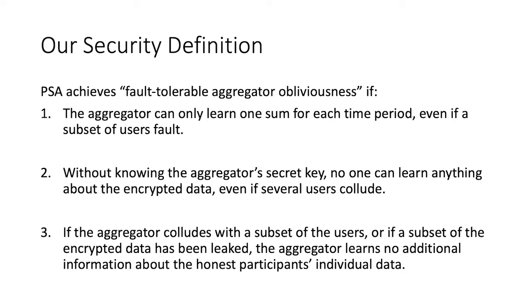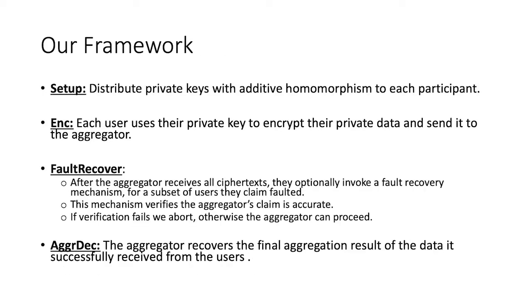And thirdly, if the aggregator colludes with some subset of the users to behave maliciously, or if some amount of encrypted data is leaked, the aggregator learns no extra information about any honest participants' data. This better captures the requirements needed to protect against the residual function attack, since at least two separate function evaluations must be completed by an adversary for the attack to be successful.